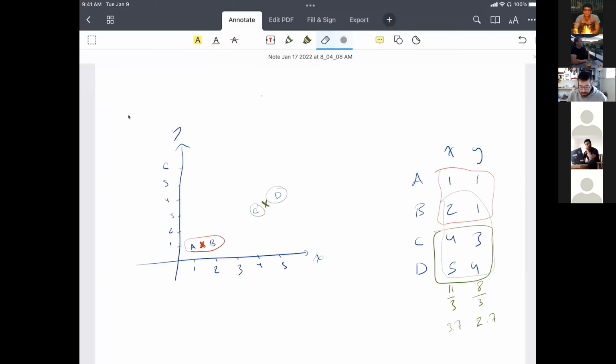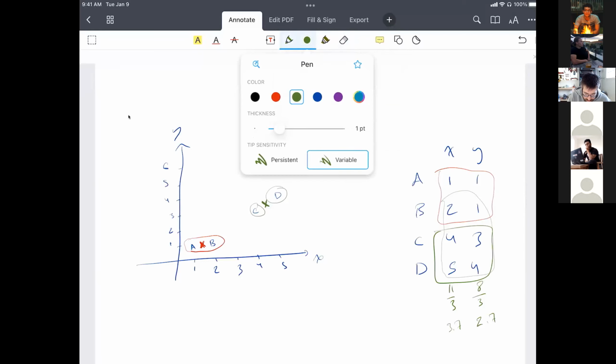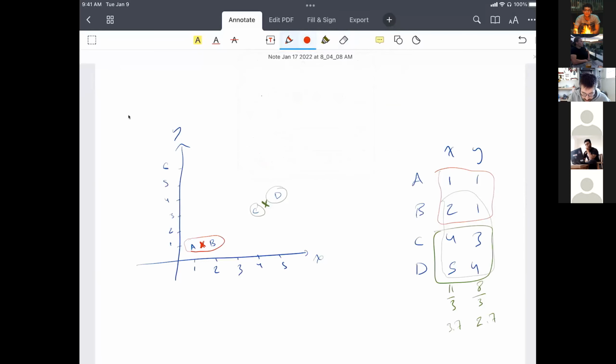The answer to this question would be: the red center would be 1.5 and 1, and the green one would be 4.5 and 3.5. Those would be the actual centers of the two clusters that we found.